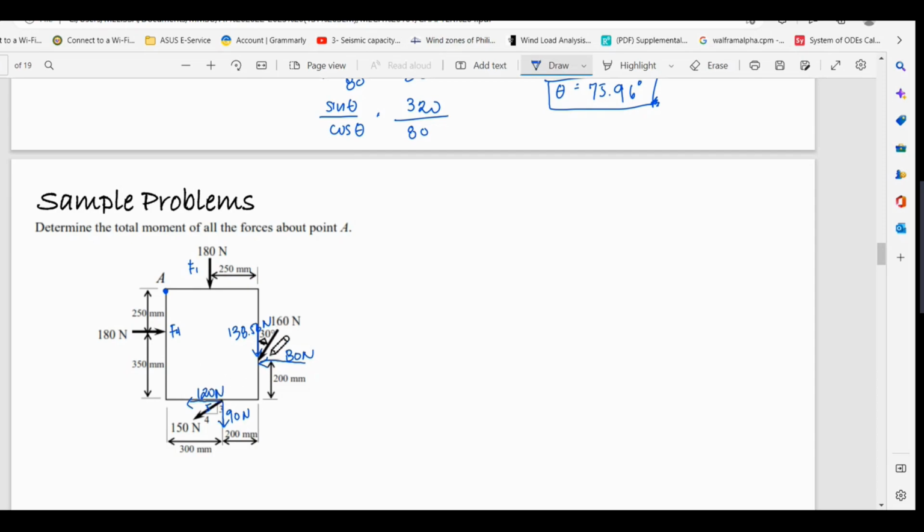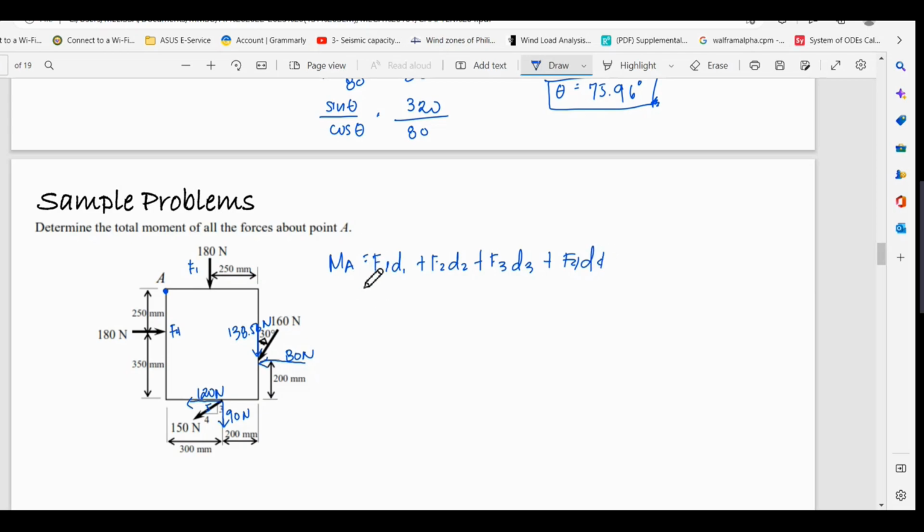Okay, so we are done with the forces acting with a slope or angle. It's time to compute now for the moment at point A. Moment at point A equals F1 plus F2 plus F3 plus F4, and of course, let's not forget their distances perpendicular to our point A. So, F1d1 plus F2d2 plus F3d3 plus F4d4.